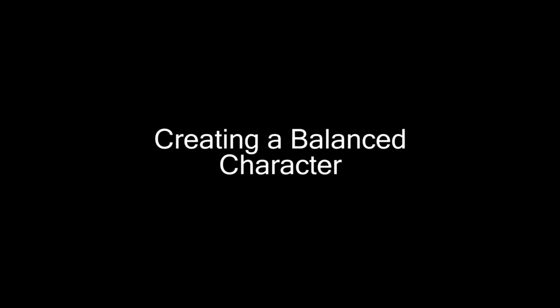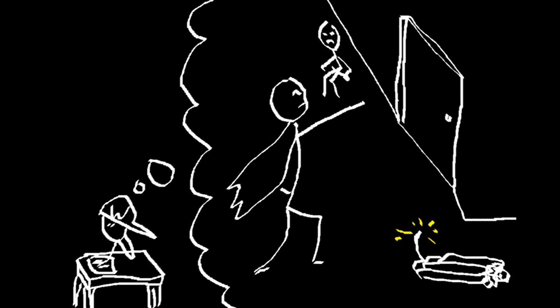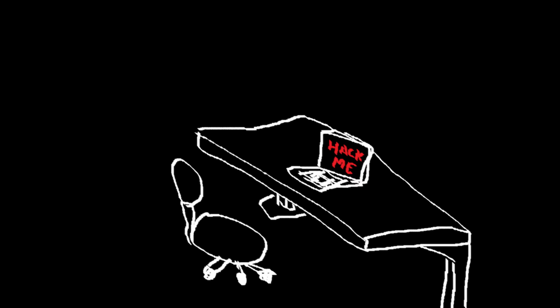Issue 15. Creating a balanced character. There is a tendency for writers to make their main character the one who solves every problem. If they find a locked door, they are clever enough to pick the lock. Huge boulder? They're now strong as a titan. Computer needs hacked? They can do that as well.